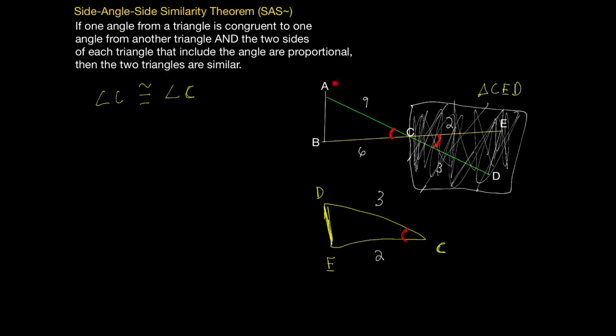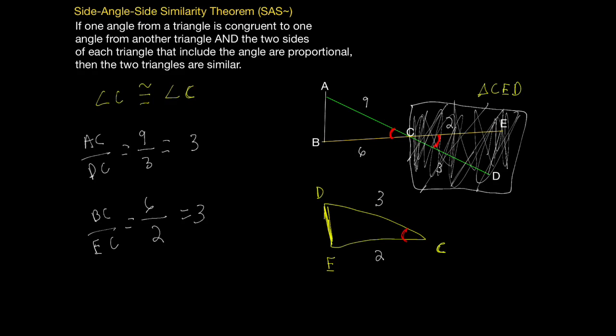Now I have to verify that the corresponding sides are proportional. So I'm going to get AC and divide it by DC. So I have AC over DC. AC is equal to 9 and DC is equal to 3. And 9 over 3 is the same thing as 3. Let's check out the other side. We have BC and we've got to divide it by EC. BC is 6. EC is equal to 2, and 6 over 2 is 3.